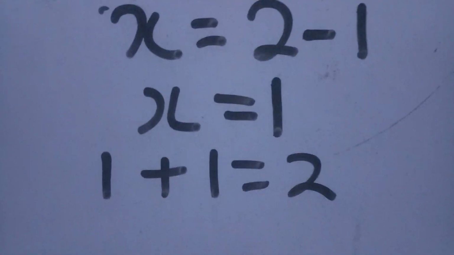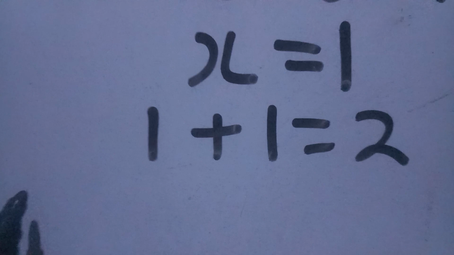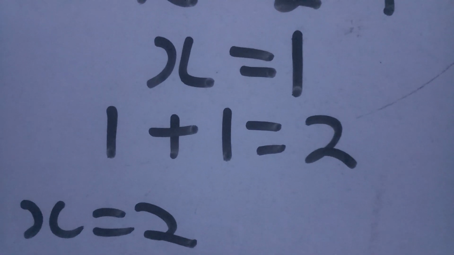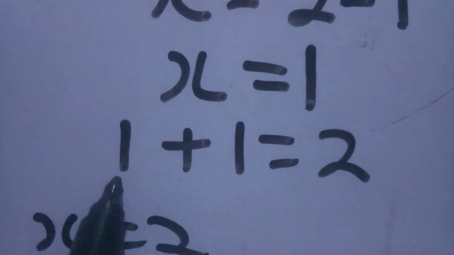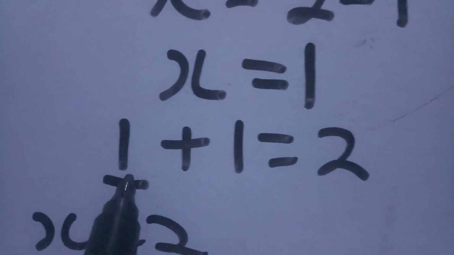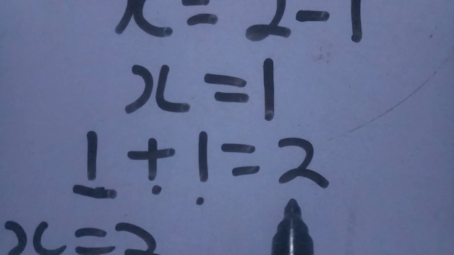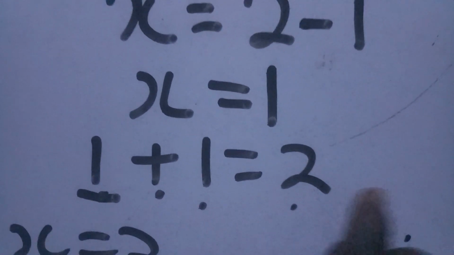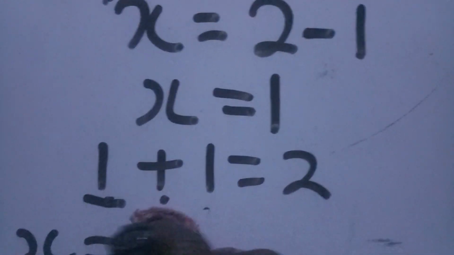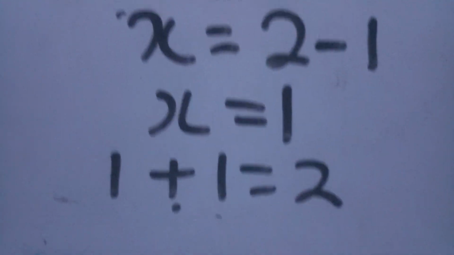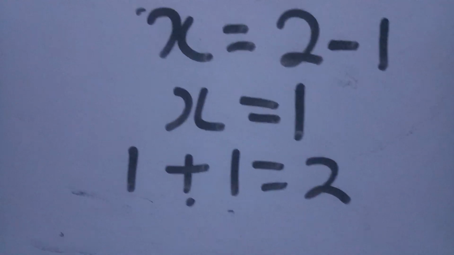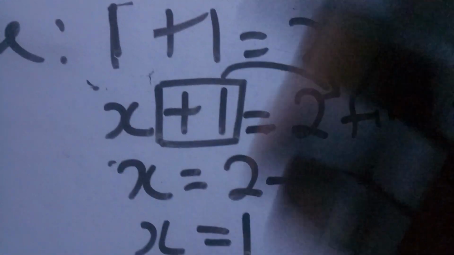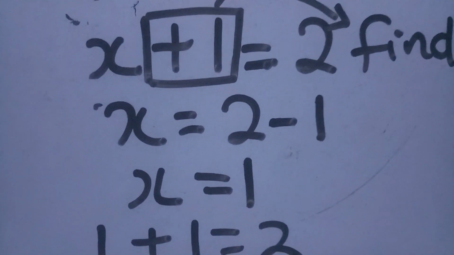In any case, if you get your x to be 2, that means you are wrong. Because if we substitute x here to be 2, that's 2 plus 1, it will be 3. So it will not match. That means they are not equal. So in an equation, one side must be equal to the other side.